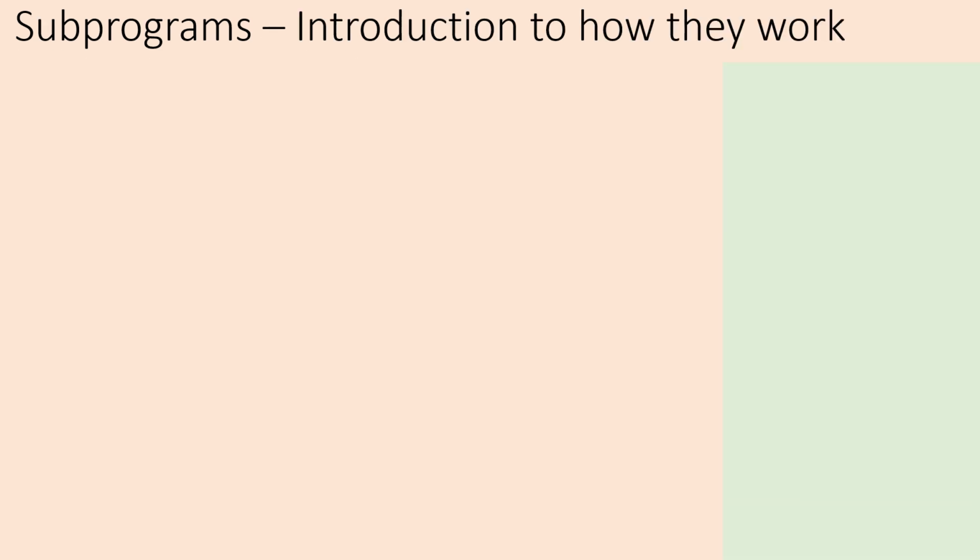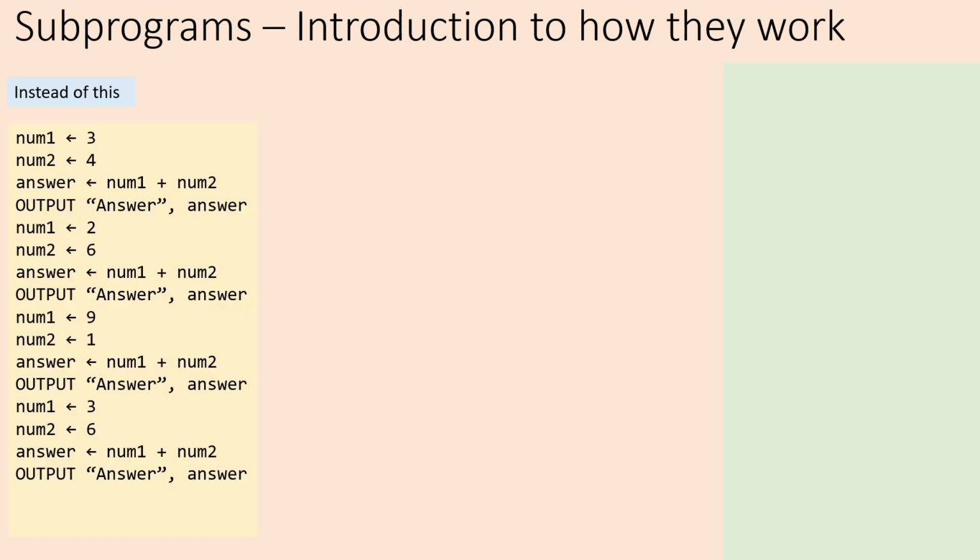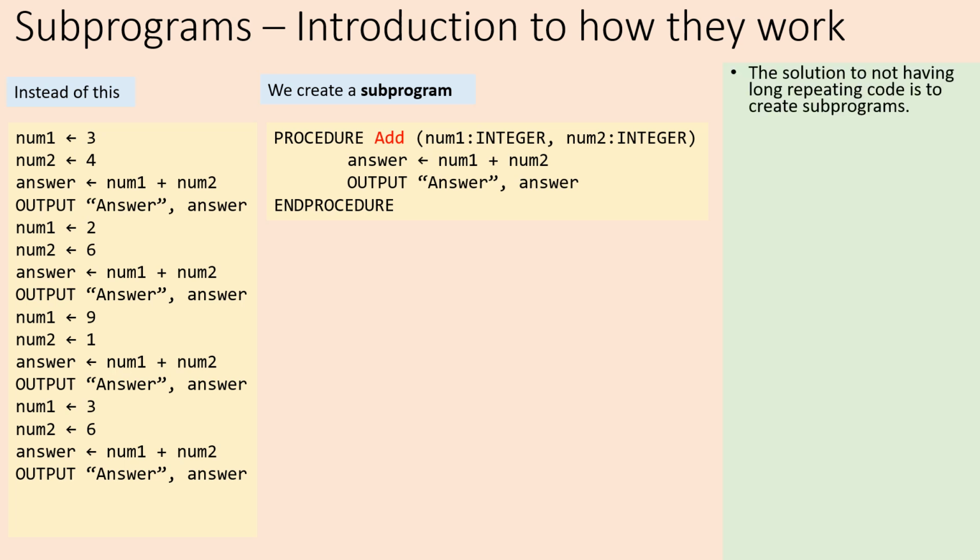So let's have a little look and introduce how subprograms work. Instead of writing out all that code we had on the last slide, we can just create a subprogram. What we've done here is we've tried not to have lots of repeating code. We said, well, look, these 2 lines of code are repeating, so we're going to turn those into a subprogram.